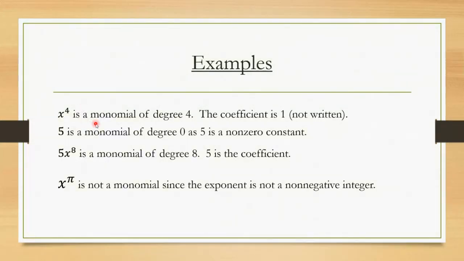Okay. Again, 5 here is a monomial, right? This has degree 0. It's a non-zero constant, okay? So it's degree 0. 5 times x to the 8, though, okay? This, however, is a monomial of degree 8. This time, 5 is the coefficient, and the 8 is the exponent, but it's also the degree.